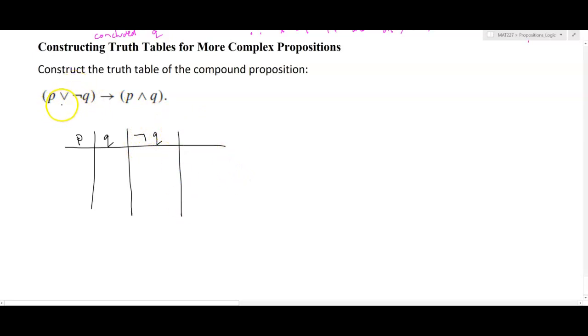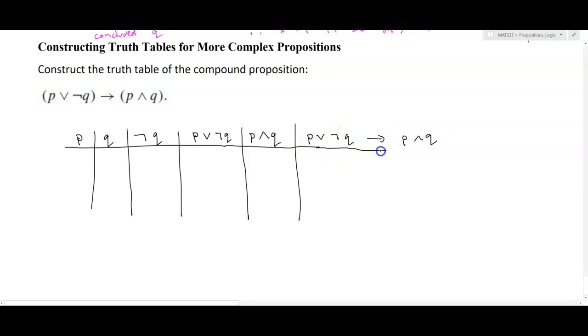And then this statement, which is going to be P or not Q. Remember, an or statement will be true if P is true, not Q is true, or when they're both true. And then I will evaluate the truth values of P and Q. And then finally, I'll look at whether the implication is true or not.